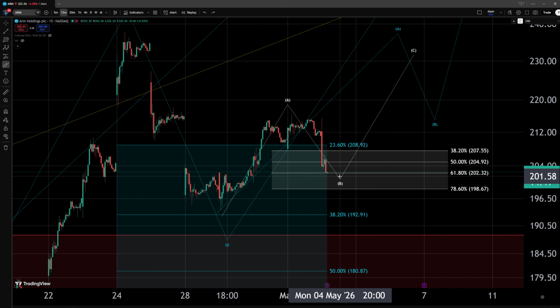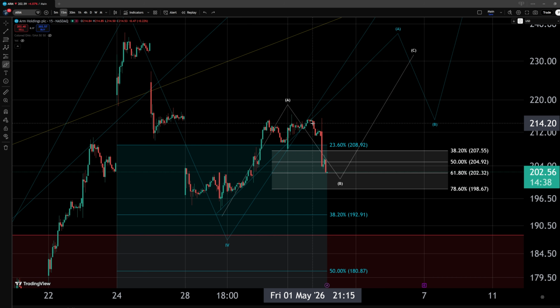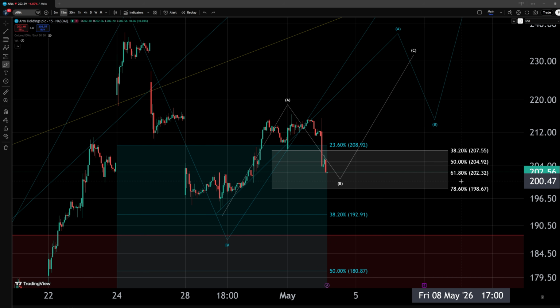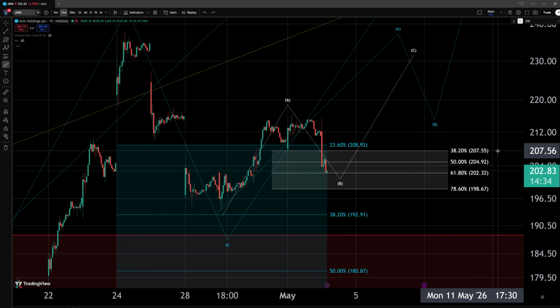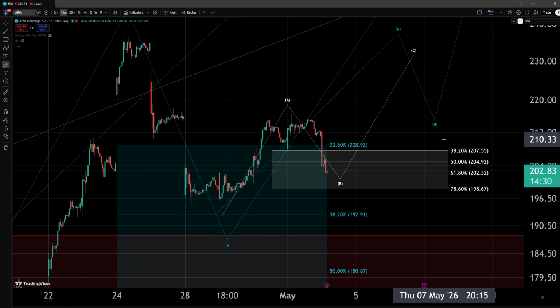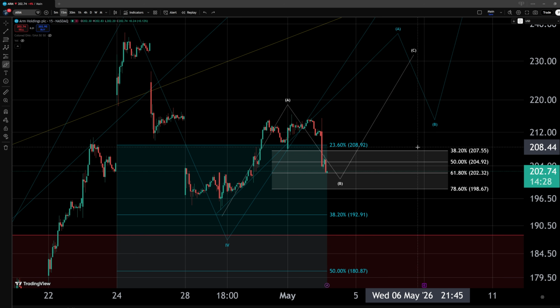So as I'm recording this video, the bottom might be in. Now, I'm not going to make any assumptions. The area of support does still have some room, and I'm looking for the reversal, once again, ideally against the $198.6 level, the 78.6% retracement. And for now, these are the levels. This is the trade setup.